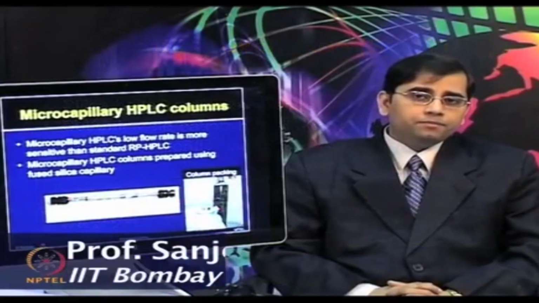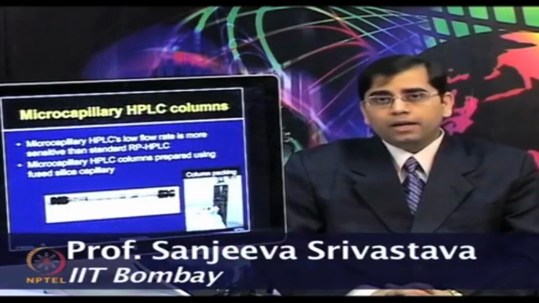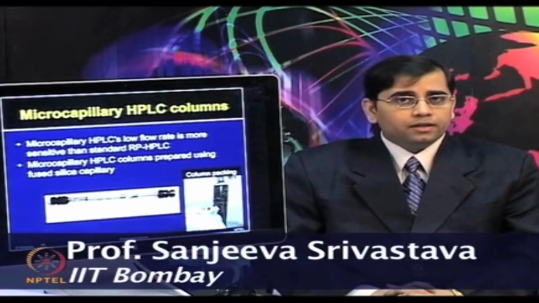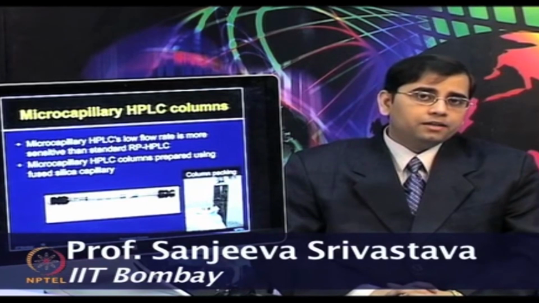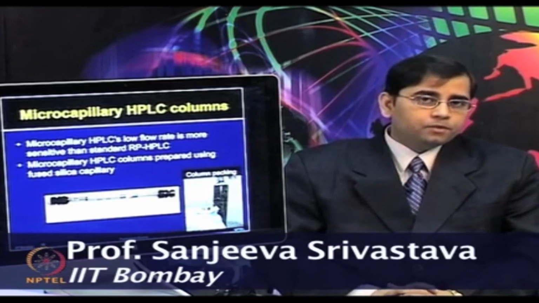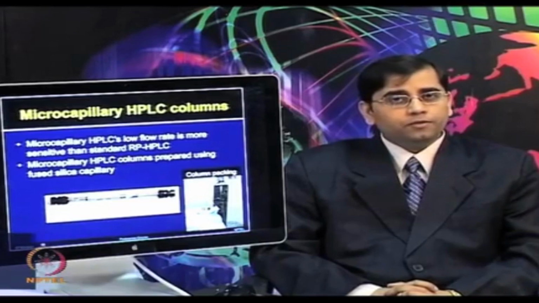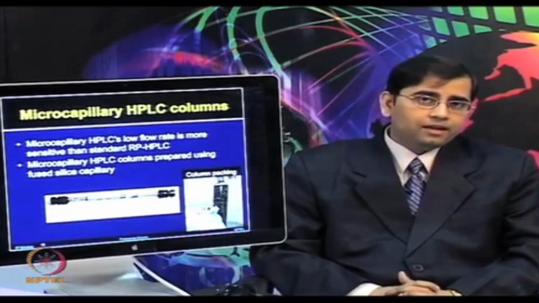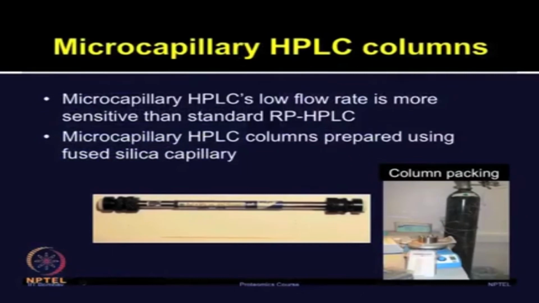Now, HPLC can be microcapillary, it can be nano LC, or it can also be different types of chip based chromatography separation. For proteomics, various types of microcapillary, nano LC and different types of chip technologies are currently used. In the microcapillary HPLC, the low flow rate, which is less than 1 microliter per minute, is more sensitive as compared to the standard reverse phase HPLC, which is around 50 microliters per minute.